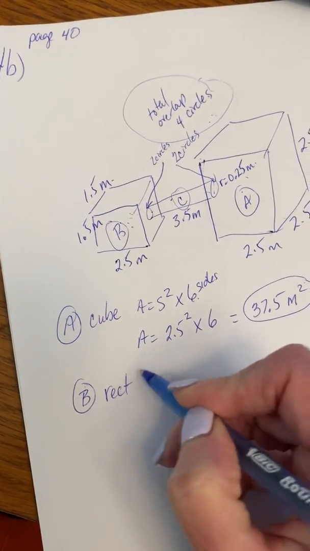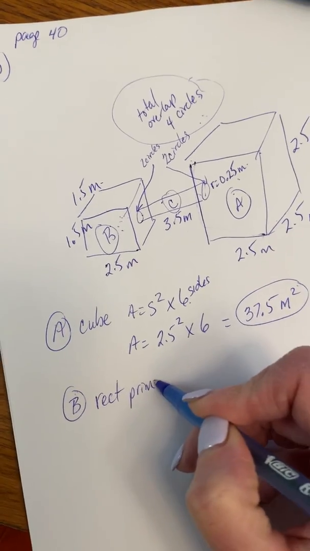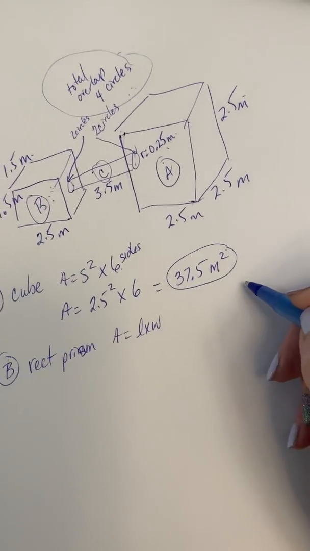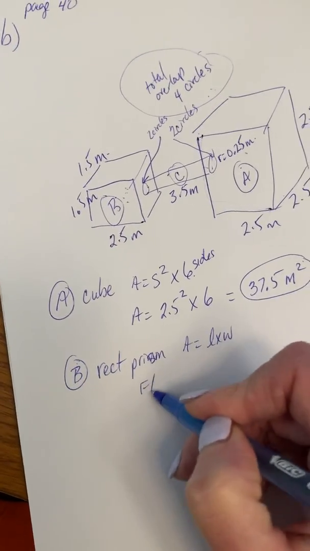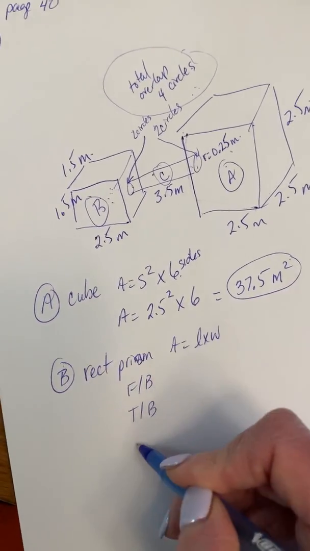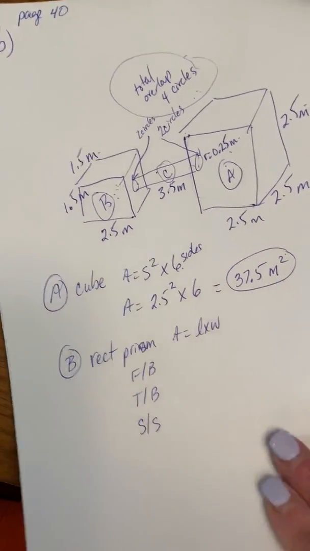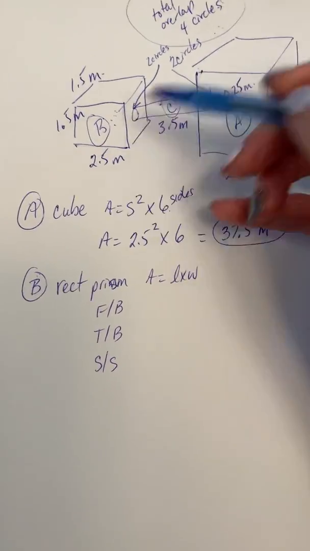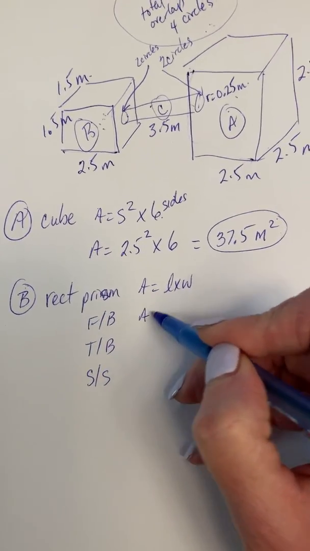B is going to be the rectangular prism. And I know that my formula for that is going to be using length times width. And my strategy is, remember, I do front, back, top, bottom, side, side. Okay, so here we go. The front and the back. The front is 2 5/10 by 1 5/10.